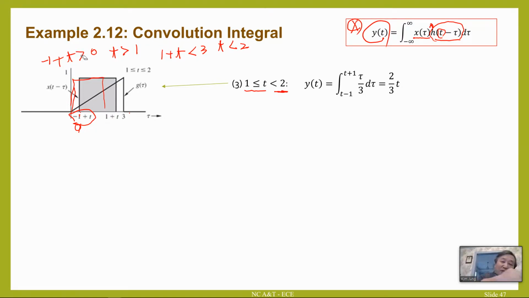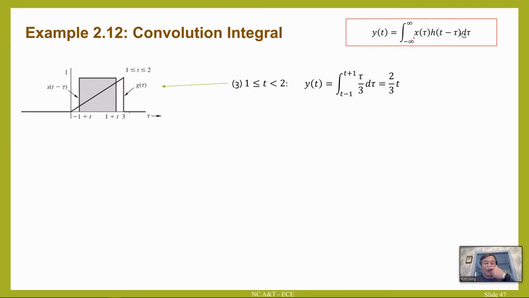The convolution process is very important for our expertise, so you must understand it. All right, I will continue.